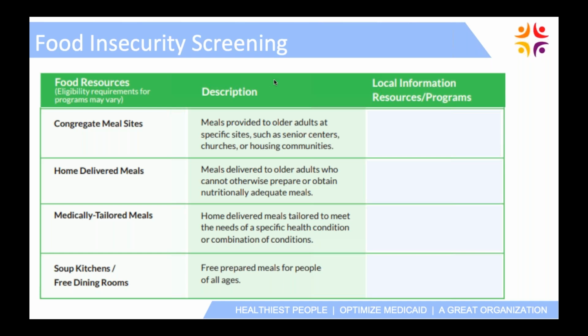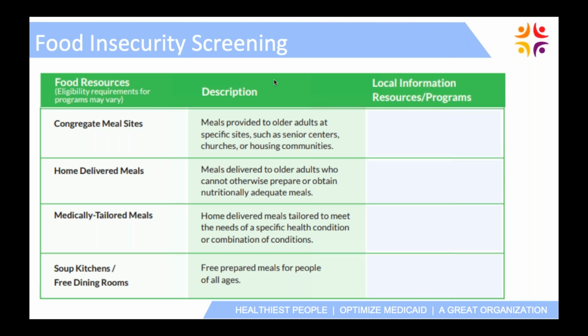So the Utah Office of Aging and Adult Services would be the one to go to help connect your older and disabled adults to resources like Meals on Wheels, congregate meal sites, and things like that. And oftentimes that might be a local senior service center.